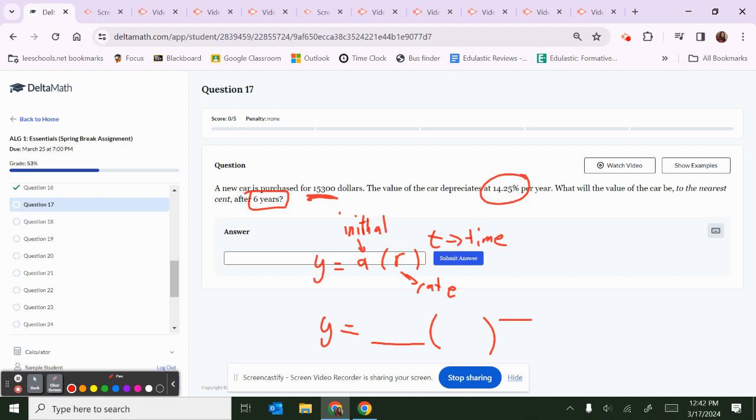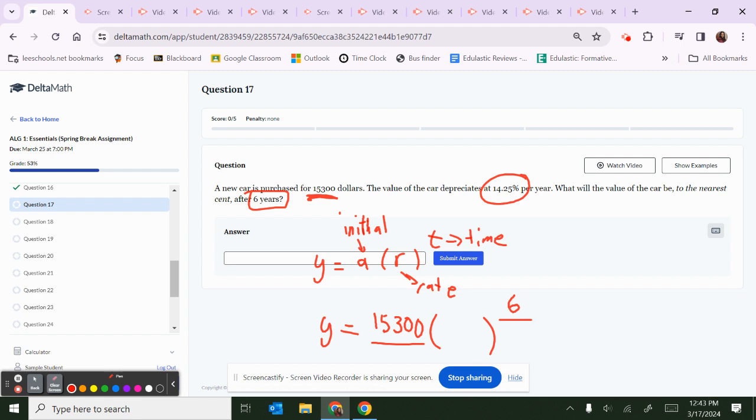So it says the car is purchased for 15,300. That would be the initial cost, or the starting cost before it started to depreciate, before it started to lose value. The 6 will represent the amount of years, because it says after 6 years is how long we're looking at it depreciating. The rate is the only thing you're going to calculate.